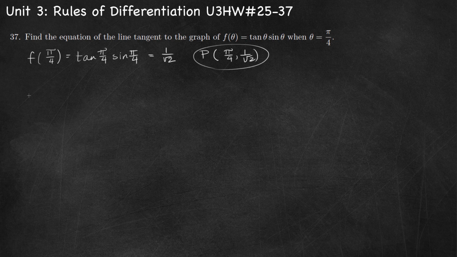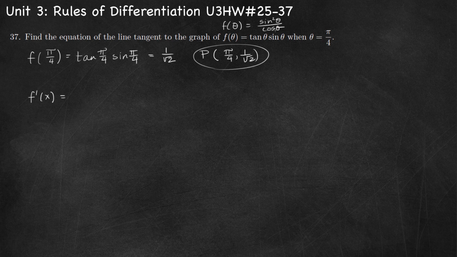Now I need to find f prime of pi over 4. So first we find f prime of x. And to find f prime of x, I have some options. F is tan theta times sine theta, so I can use the product rule. Or I can write tangent as sine over cosine and use the quotient rule. Since we're practicing quotient rule today, let's do it that way. So I'm going to rewrite, maybe I'll just do it up here, f of theta equals, so if tangent is sine theta over cosine theta, I'm going to get sine squared theta over cosine theta.